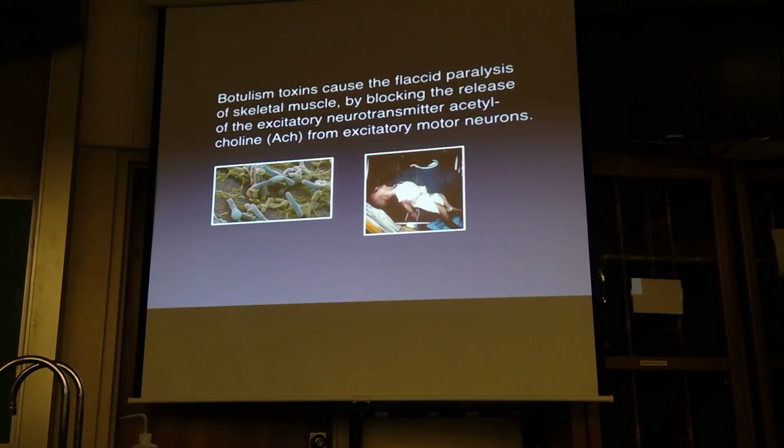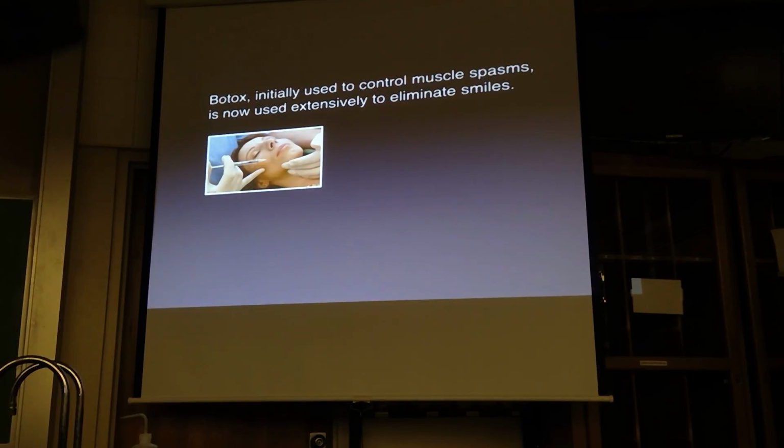What you see in the image on the left are the Clostridium botulinum cells. Notice they have endospores. They have swollen sporangia. They're terminal endospores with swollen sporangia. And there you see an infant suffering from botulism. Completely limp, flaccid paralysis. Here we see somebody getting a Botox injection.